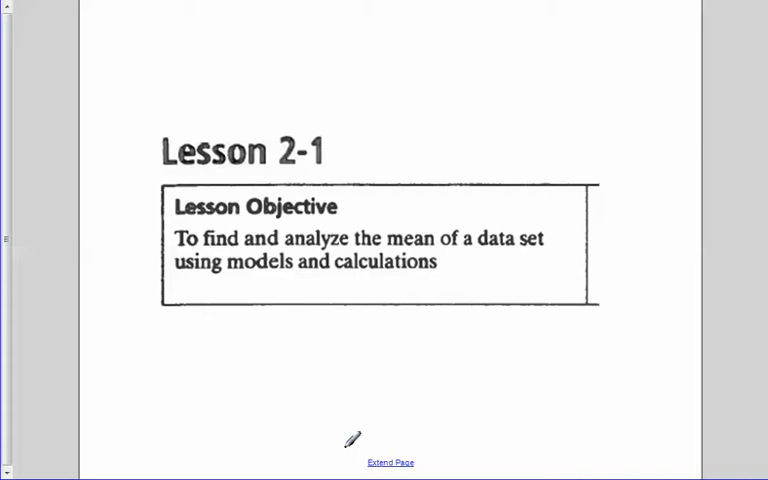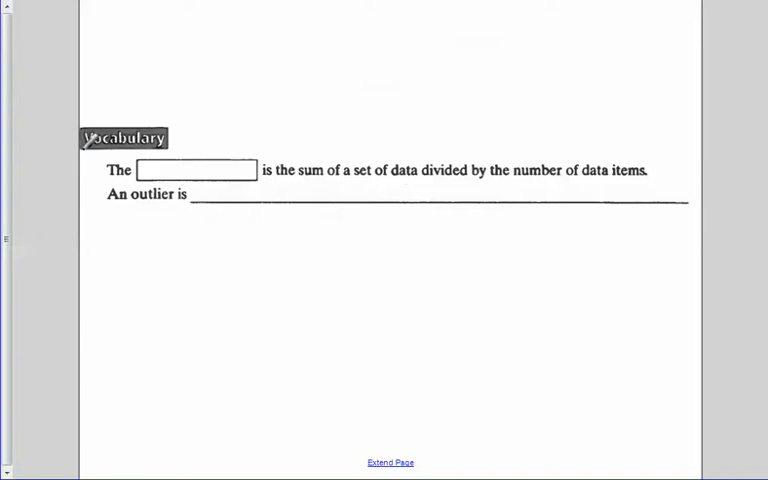In lesson 2.1, we're going to be finding the mean. Analyzing the mean of a data set using models and calculations. So to recap what a mean is, I'm not talking about if you're nice or mean, but the mean as in the average.